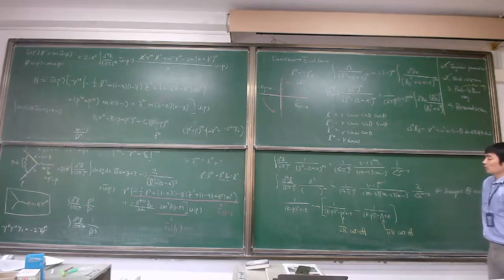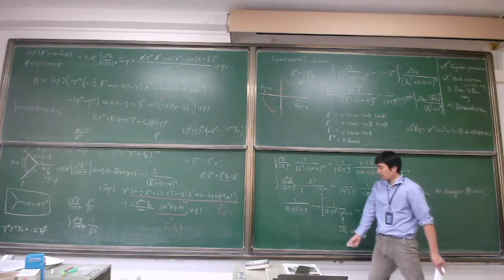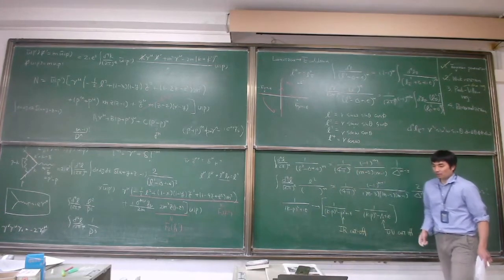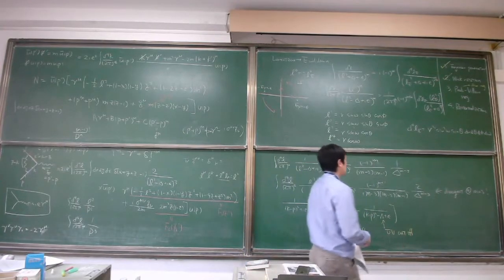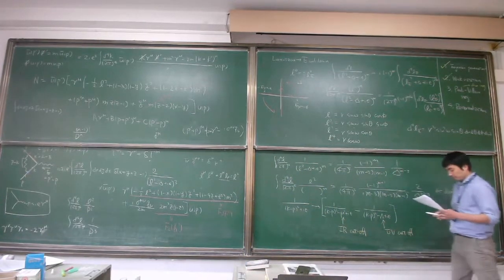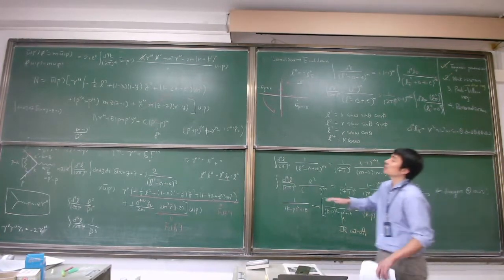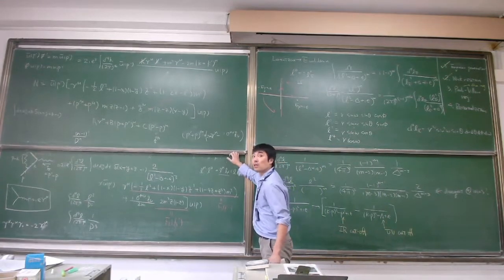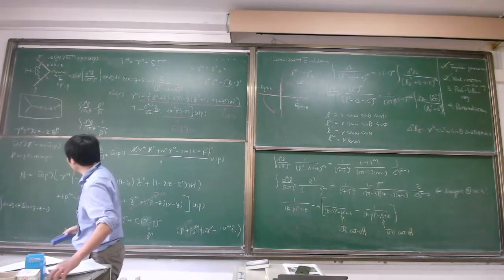If you replace the denominator of the photon propagator this way, one can somehow regularize this divergence. That's what we'll see from now. More practically, what we need to do is the following.